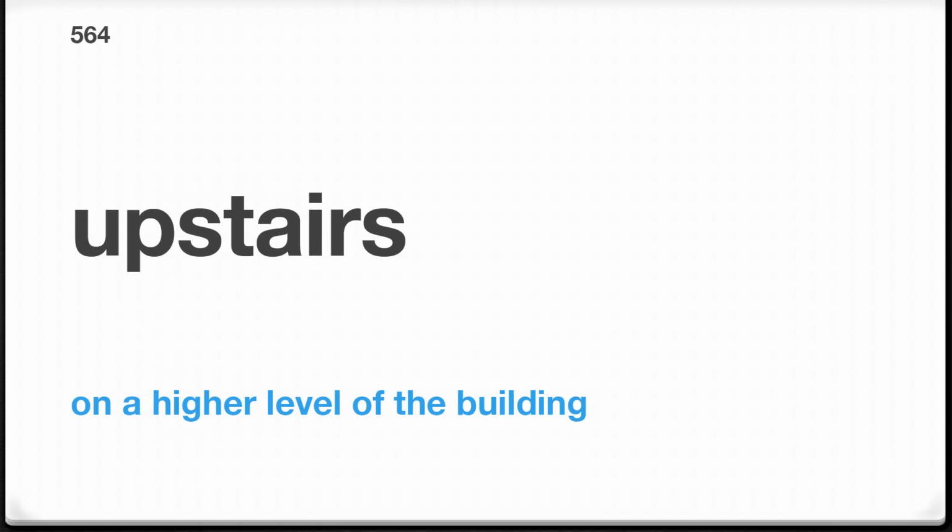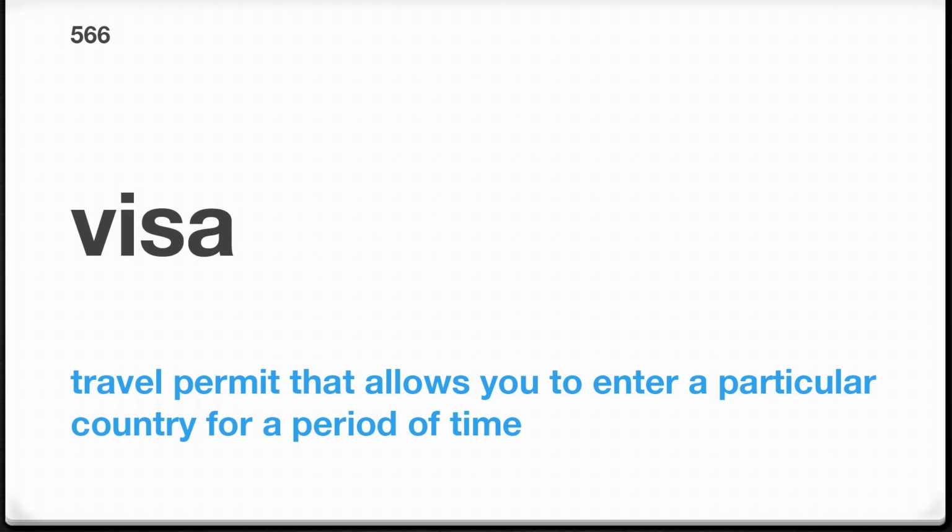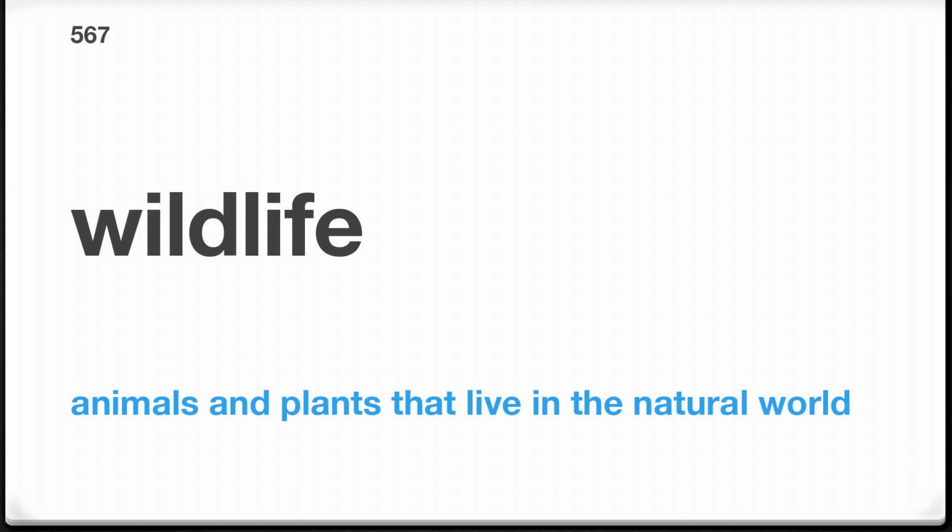Not certain or sure. Unsure. On a higher level of the building. Upstairs. Spoken. Verbal. Travel permit that allows you to enter a particular country for a period of time. Visa. Animals and plants that live in the natural world. Wildlife.